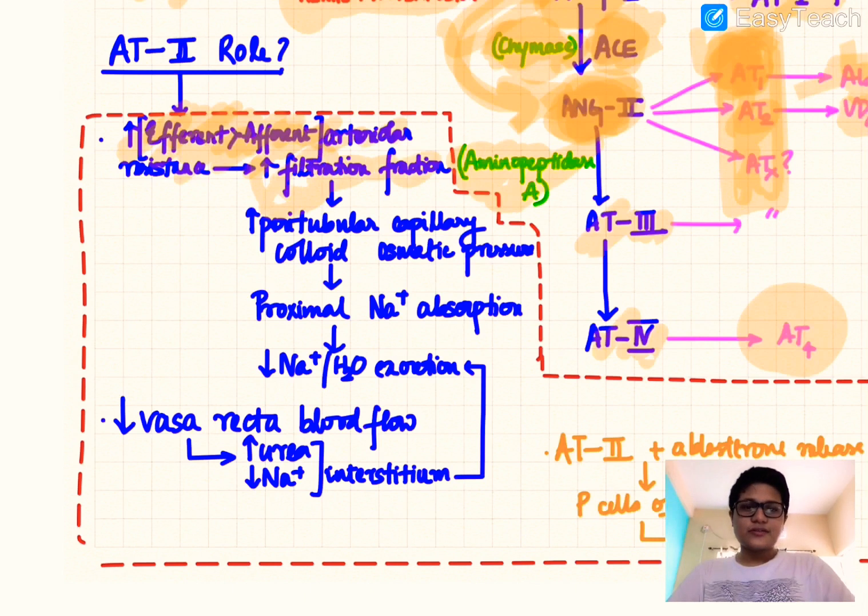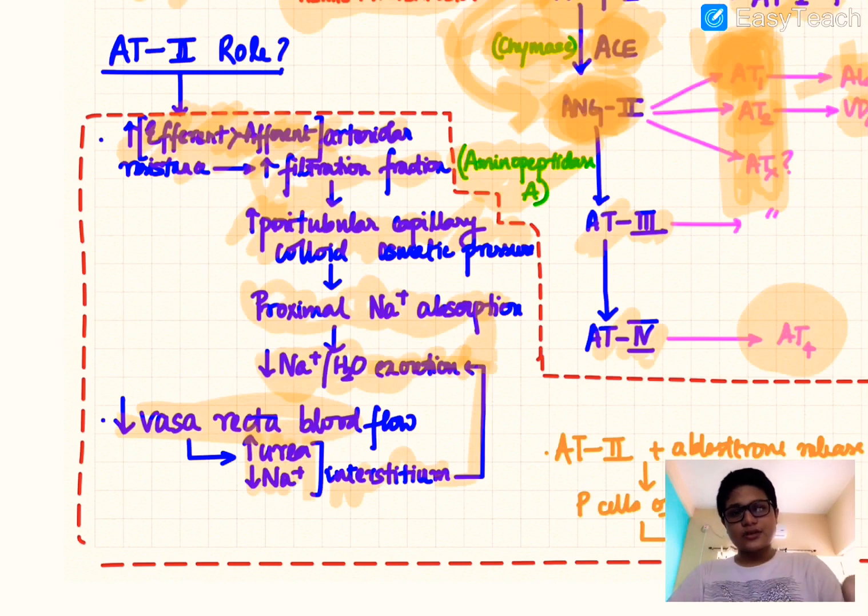This will result in increased filtration fraction, which will result in increased peritubular capillary colloid osmotic pressure. As a result, there will be sodium reabsorption from the PCT, and hence there will be decreased salt and water excretion. Also, angiotensin 2 will decrease vasa recta blood flow. If you have already completed your renal physiology, you will understand that decreased vasa recta blood flow will increase urea concentration in the interstitium and cause a decreased sodium concentration in the interstitium. It will cause salt and water reabsorption, resulting in decreased sodium and water excretion. Increased salt and water retention will ultimately lead to an increased blood pressure.